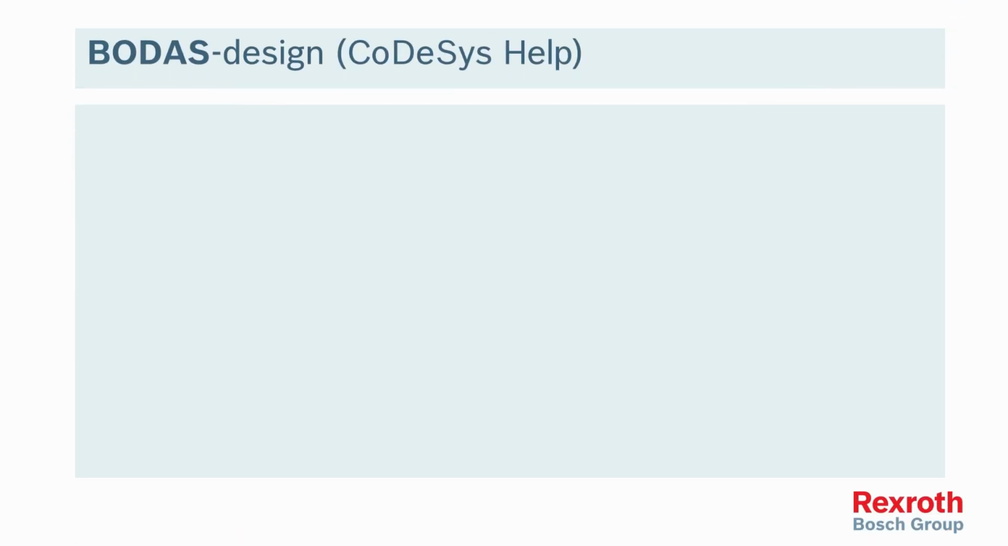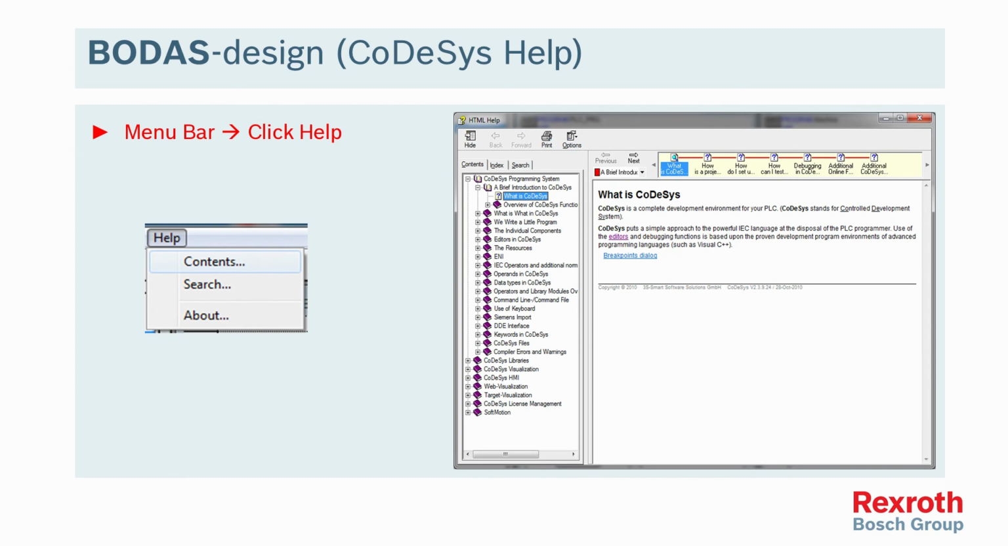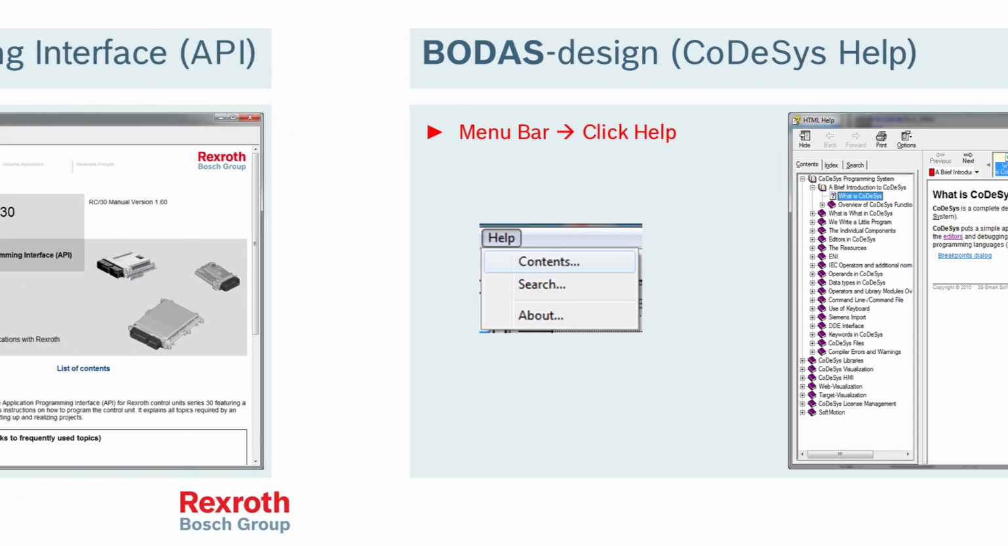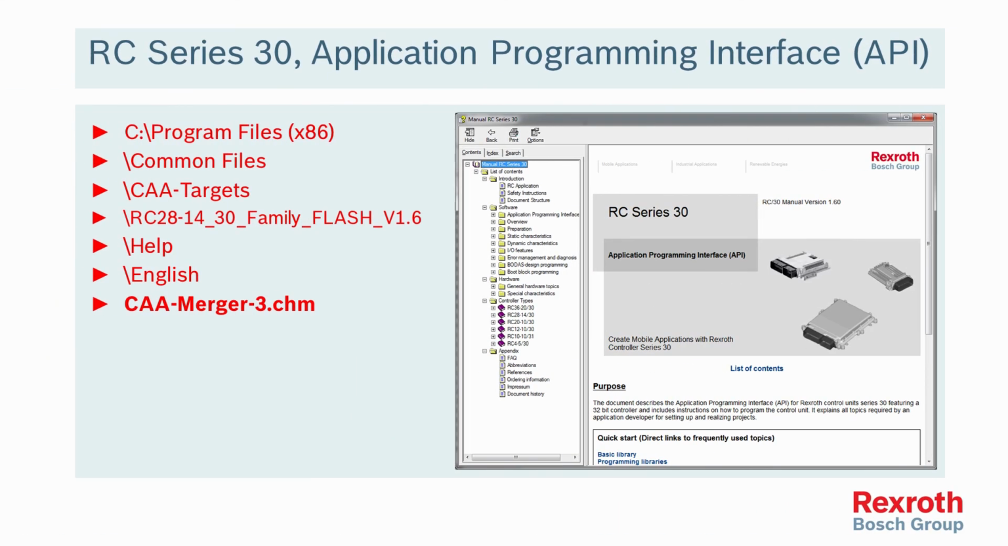Well, that's it for this portion of the demo program. If you'd like to learn more about specific CoDeSys commands or have general CoDeSys questions, simply click the Help button from the menu bar. Lastly, if you'd like to read over the API or Application Programming Interface for the Rexroth 30 controllers, simply browse to the caa-merger-3.chm file and execute it from the path shown on this page.